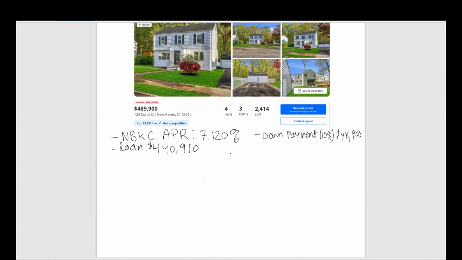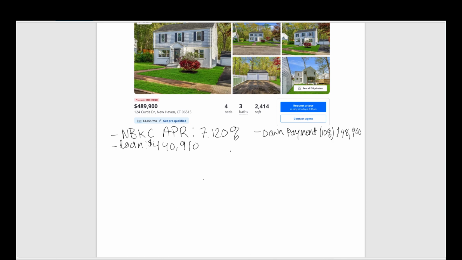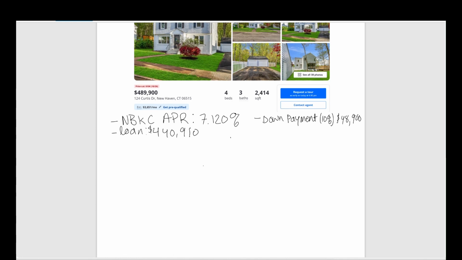And now we have this home in New Haven. And I've determined that I will be putting down a 10% down payment as well, which is $48,900, which means I'll be taking out a loan of $440,910.